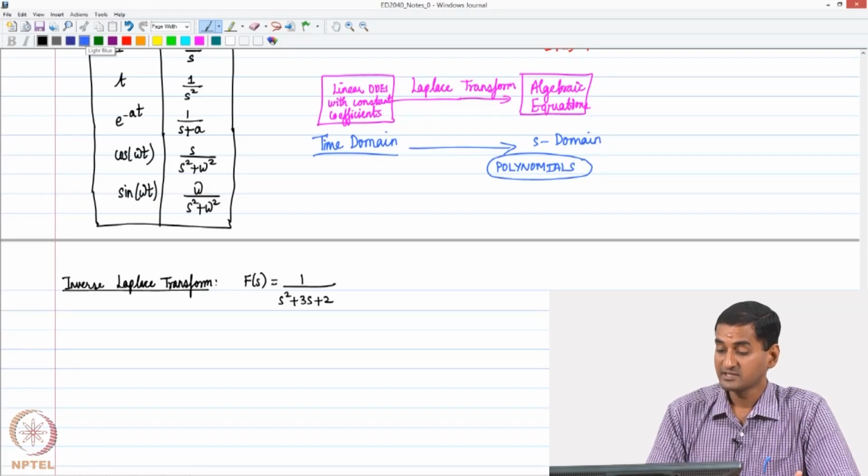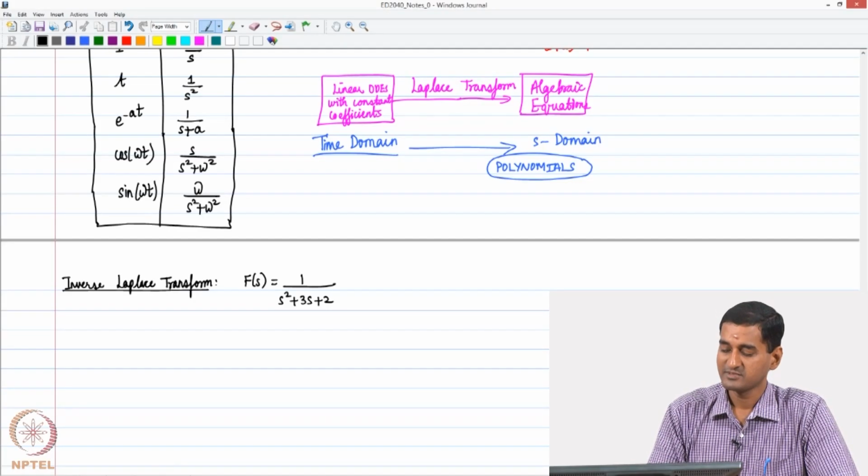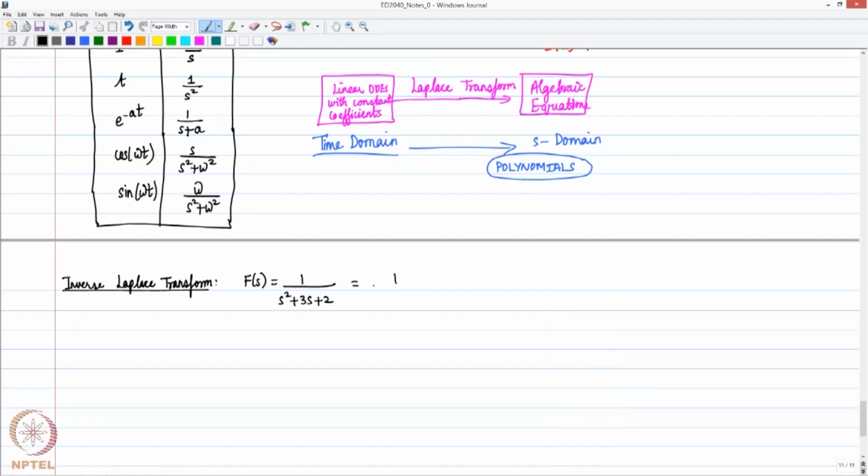What we need to do is what is called partial fraction expansion, and then take the inverse Laplace transform, right. So we see whether we can factorize the denominator polynomial. In this case I can factorize s squared plus 3s plus 2 as s plus 1 times s plus 2, and this can be expanded as A divided by s plus 1 plus B divided by s plus 2. Okay, so that is what we have.